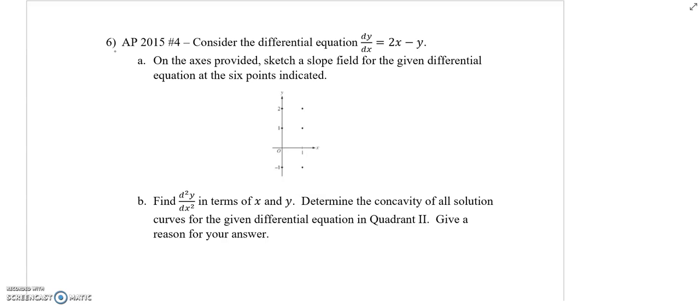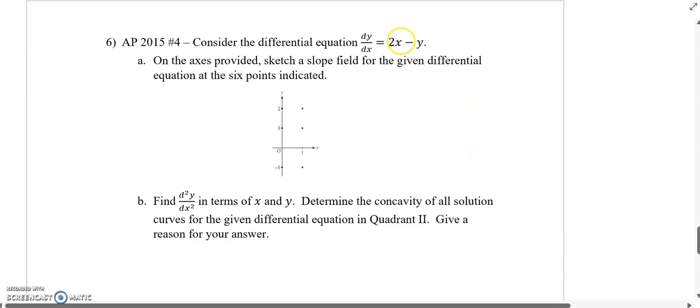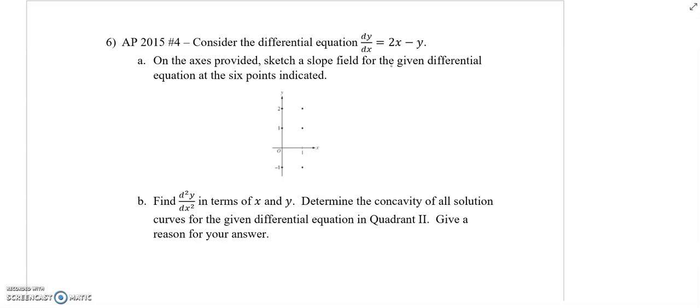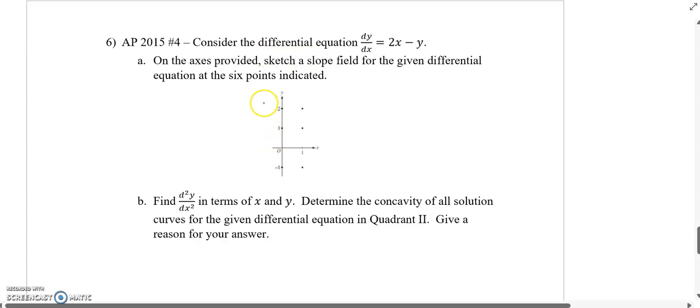This was the 2015 number 4 FRQ. And you'll notice that just like the example we did in the last video, this differential equation is non-separable. There's an x term and there's a y term, and they're separated by a minus. I'm not able to write this as a product of two functions, one of x and one of y. So I'm kind of forced to do this analytically. So they ask us to sketch a slope field using just the 6 points provided.